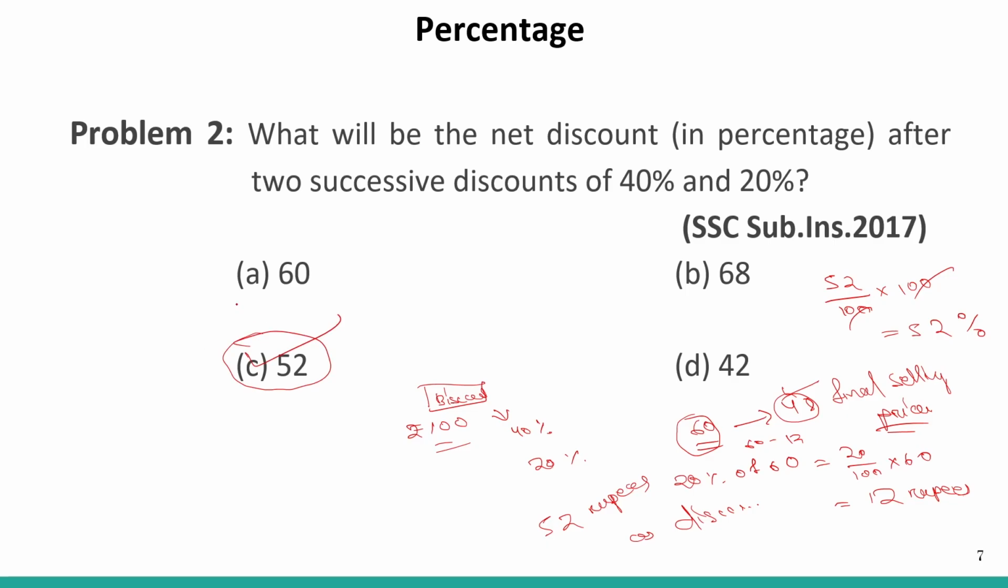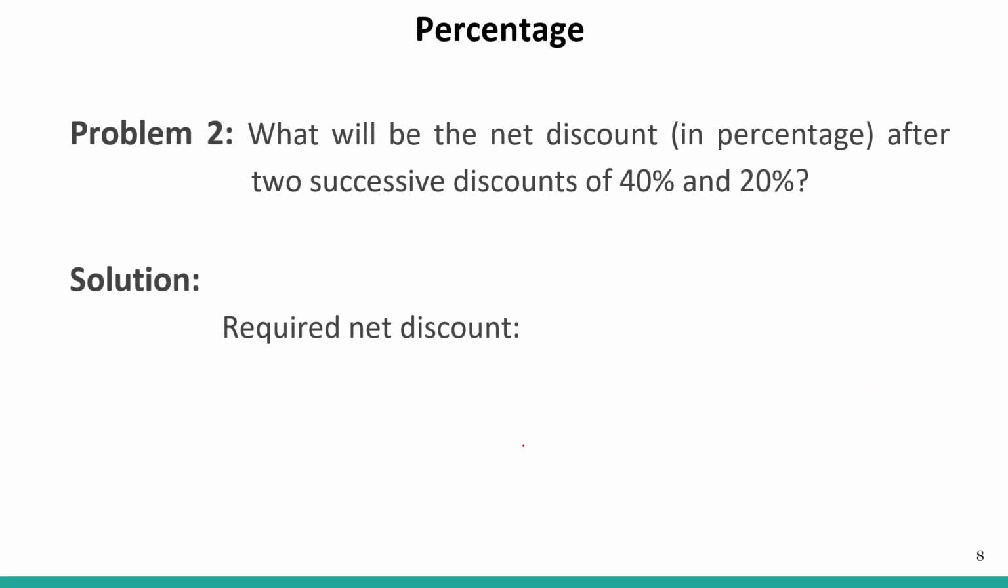So C is the only correct answer here, and 60 is wrong, 68 is wrong, and 42 is wrong. Okay, this question has already been asked in the SSC Sub-Inspector 2017 exam. As you can see, only 52 is the correct answer here, and this is how we proceed for the question. Okay, so let's see the step-by-step solution.